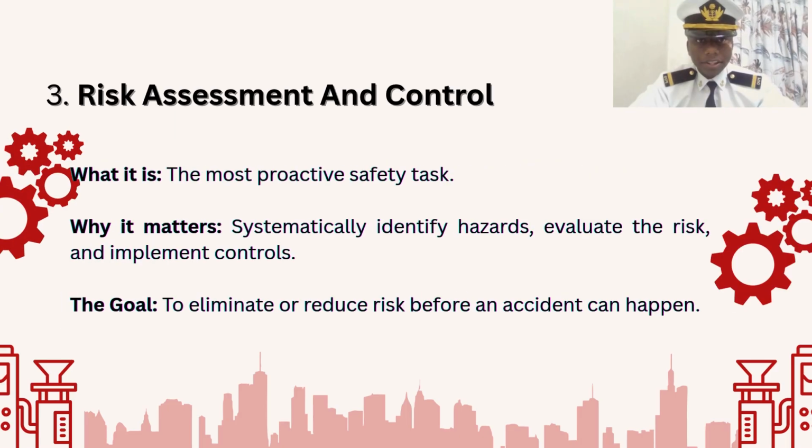Next is task 3, which is risk assessment and control. This is the most proactive safety task. It's not about reacting to accidents, it's about preventing them. We must systematically identify hazards, evaluate the risk and implement controls to stop it. In Malaysia, we have a clear process for this, which is known as HIRARC, which stands for Hazard Identification, Risk Assessment and Risk Control.